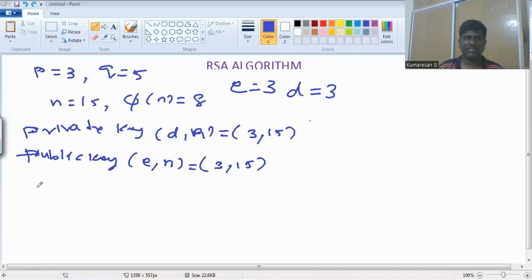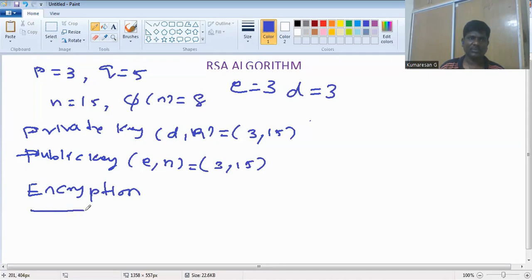Now let's see the encryption technique. What are the techniques involved with that particular RSA concept? Now let's see encryption. What is encryption by default? Encryption is all about converting plain text into ciphertext. Whenever we choose the plain text, that plain text is encrypted with the help of the public key, and finally we get the ciphertext.